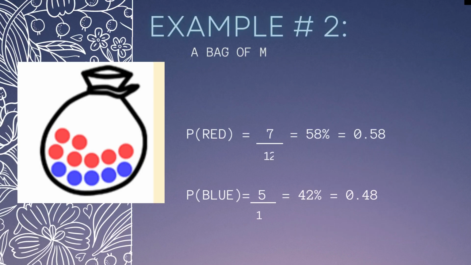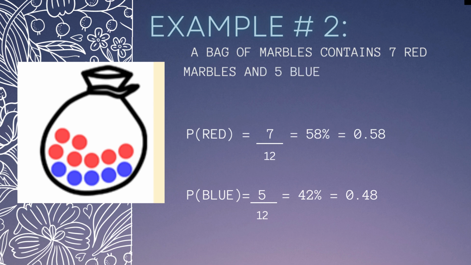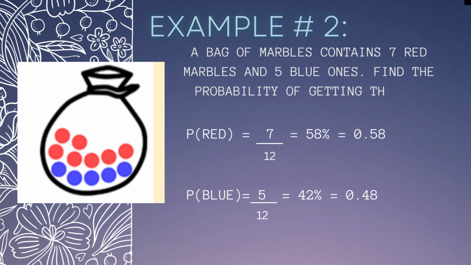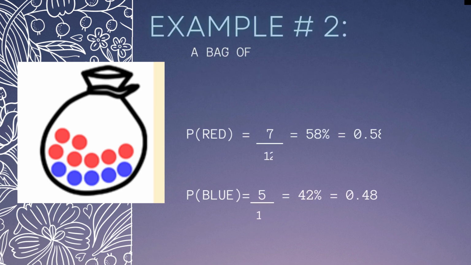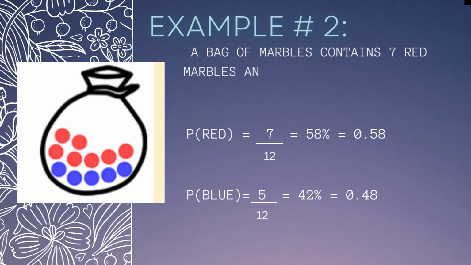Now for example number 2. A bag contains 7 red marbles and 5 blue ones. Solve for the following: probability of getting a red marble and probability of getting a blue marble. Probability of getting a red marble is 7 out of 12, since there are 7 red marbles and there are 12 marbles all in all.